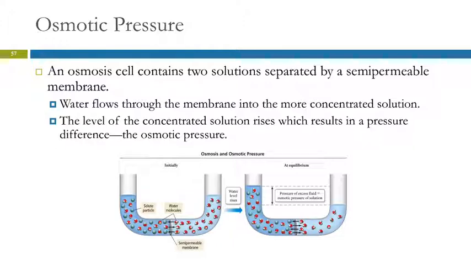So we can look at an osmosis cell. Here we have a tube, and there's a semi-permeable membrane separating these two solutions. On one side we have pure water, on the other side we have, say, salt water. The water can get through the membrane, the solute particles cannot. So the water will move to the more concentrated side. You could think of it in terms of trying to reduce the concentration. So we've got a net flow of water from this side to the other side.